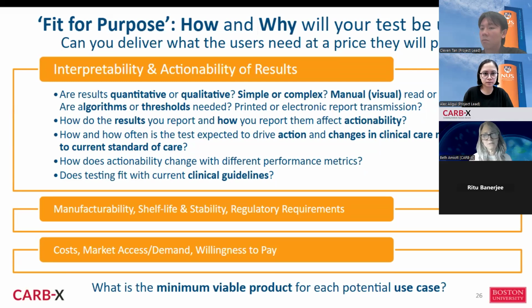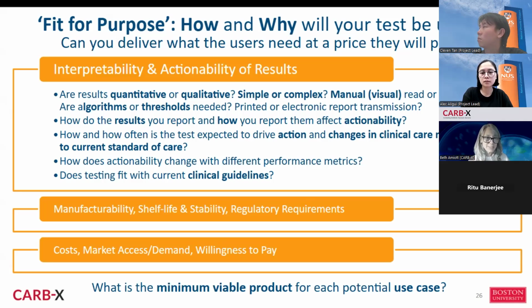You can have a very fast test, but if you don't have the infrastructure and the system to get the sample to that fast test and then get the results out to the clinician or the decision maker at the end, then it's not really as fast as you've designed it for. So the environment that it's going to be used in is important, and what the results are. How will they be actionable? And are there things that you can design into it that will make them more actionable?